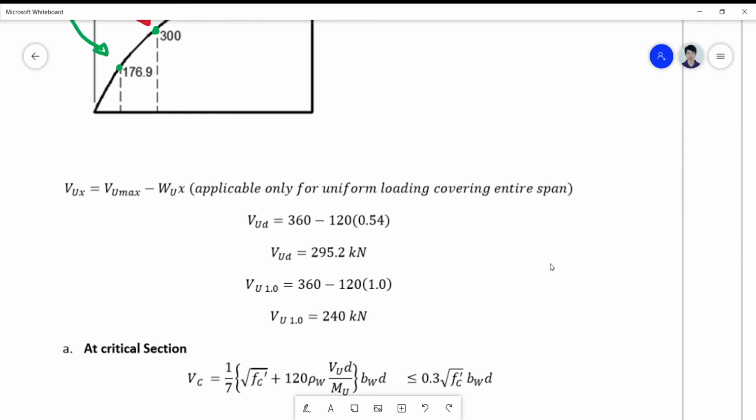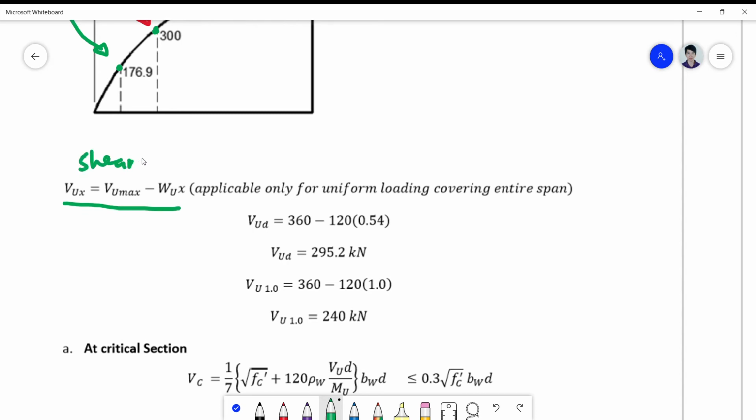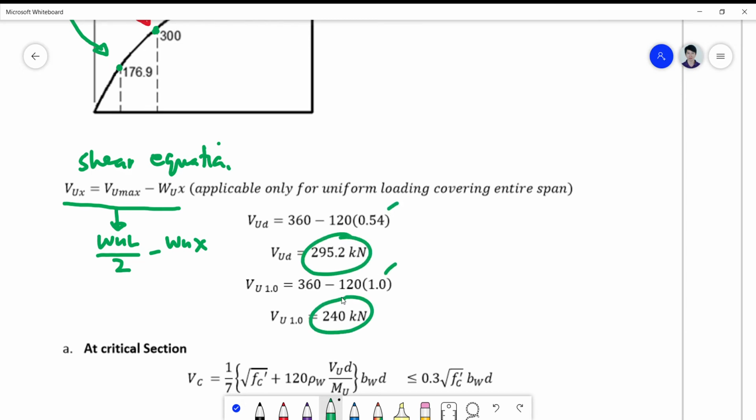Another way of solving your VUX is by using this formula. You call this now the shear equation. You can solve it by simply subtracting from your VU max, which is WL over 2, minus W times X, where X is equal to 0.54 and 1.0. So you get the same value as that of the ratio and proportion.